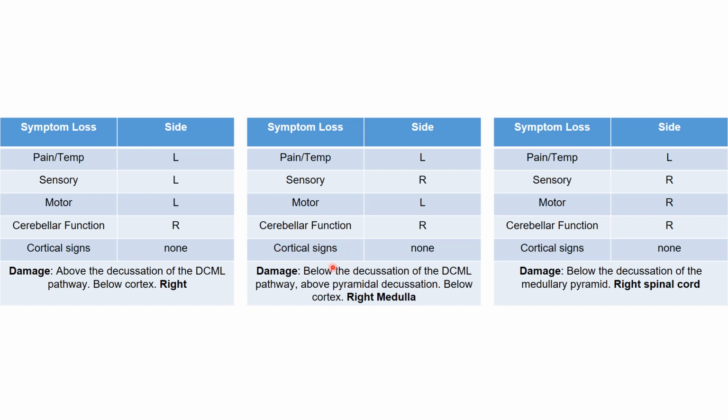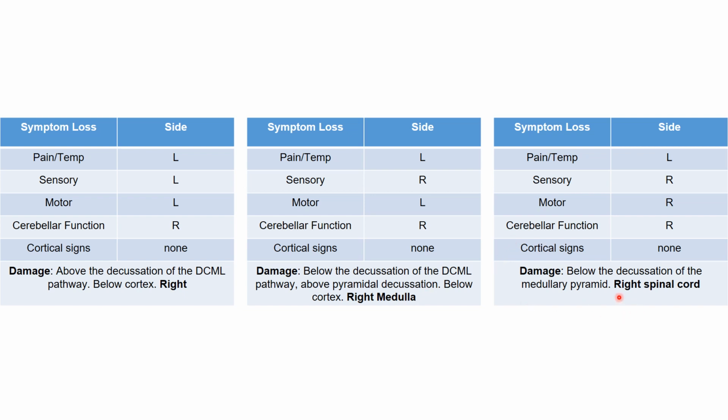And then again, no cortical signs here. Cortical signs would be like Broca's aphasia, Wernicke's aphasia, things of that nature. They're specifically associated with the primary cortexes of the brain. So none of that here. So this tells me, again, corresponding to a right medulla damage.